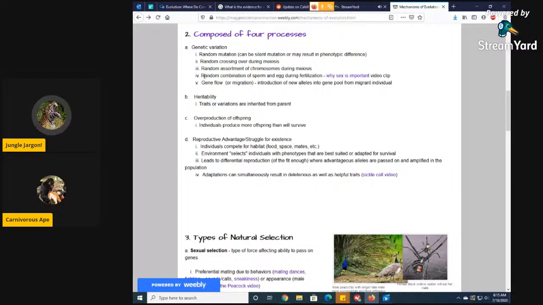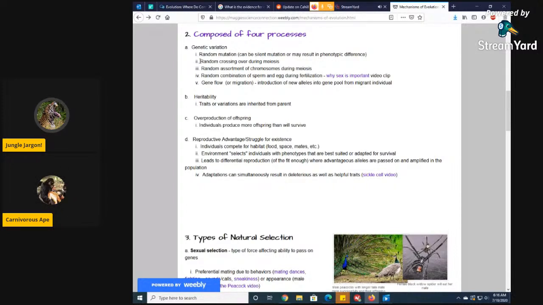Okay, so we got gene flow, random combination of sperm and egg, random assortment of chromosomes during meiosis, random crossing over during meiosis. Okay, traits or variations are inherited from parents. Heritability. Okay, so we got genetic variation. This is what you're saying, most of which is mistakes. No, it's random mutation. It's not, well, mistake.